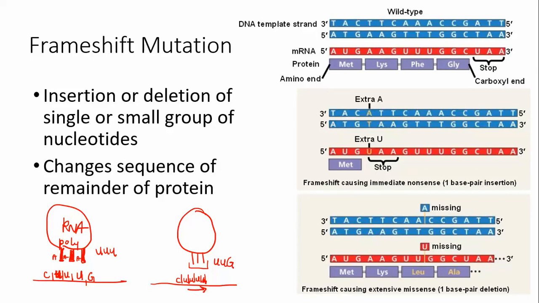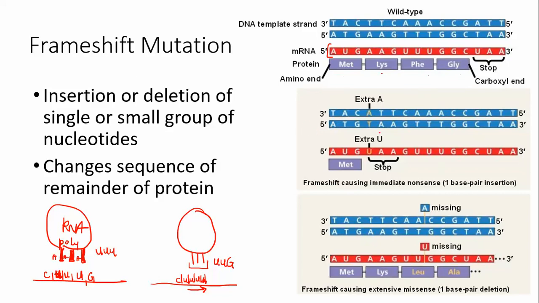So let's look at that happen up here. Here we have a wild type gene. This is the mRNA that's made from it. It starts out with AUG, which happens to be what all proteins start out with, which is going to give you the sequence methionine, lysine, phenylalanine, glycine.